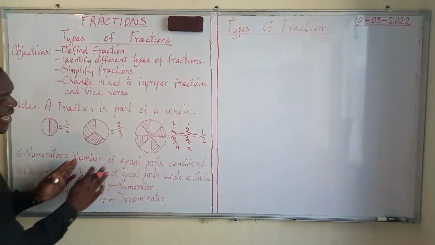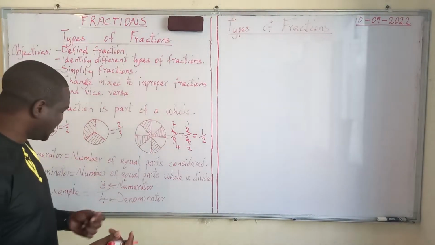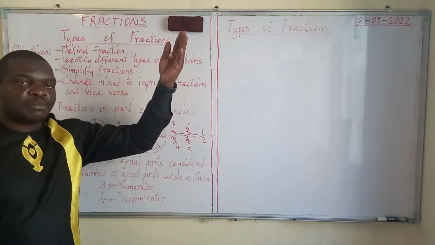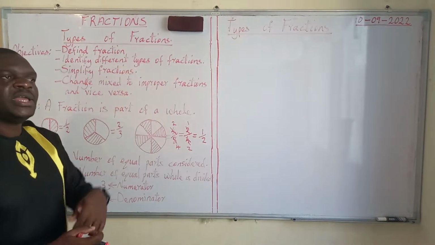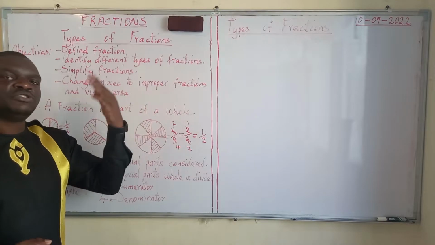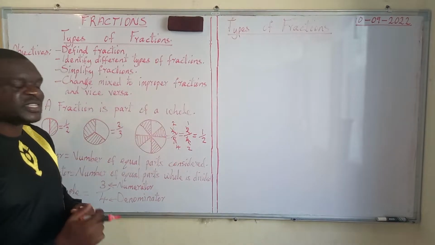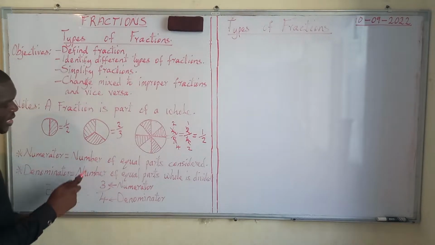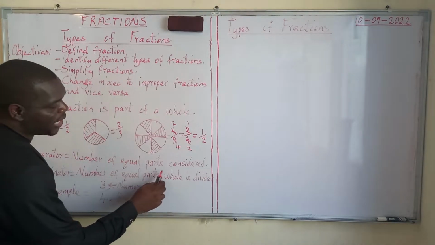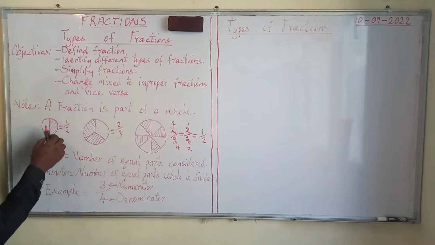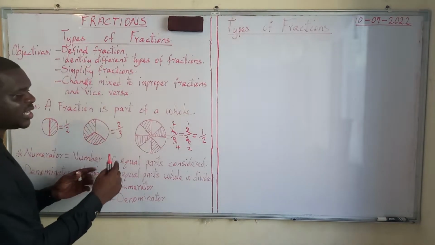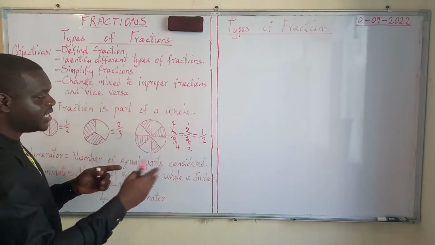Now let us look at the different parts of a fraction. A fraction consists of two parts. We have the number above and another one below. The number above is called the numerator and the number below is called the denominator. Now what is the numerator? The number of equal parts considered. As we've mentioned here, the numerator is the number of equal parts that are considered from a divided whole.